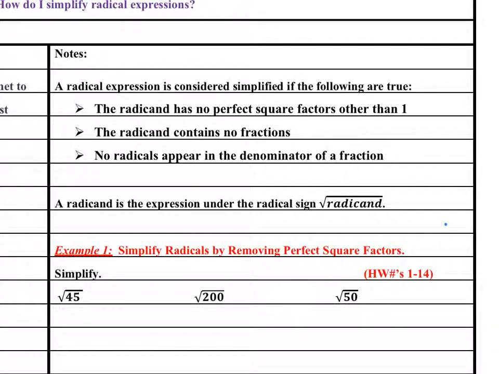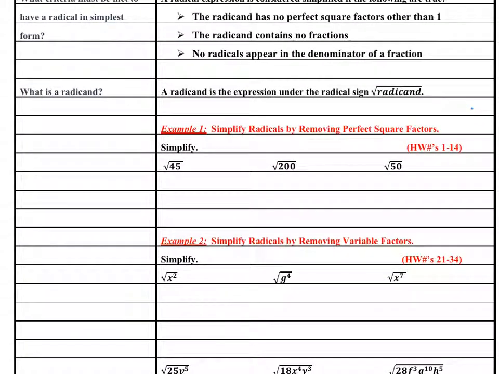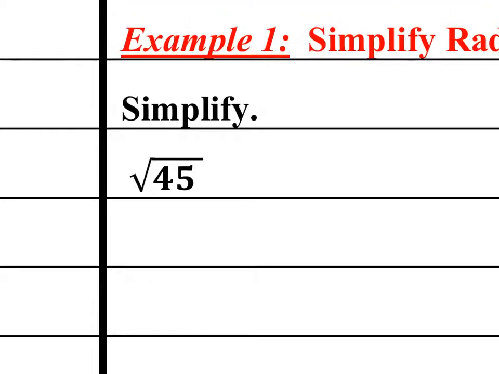It'll be simplified if under the square root there are no other perfect square factors other than 1, if under the square root there is no fraction, and if there are no radicals, no square root signs in the denominator. Okay, here's how we do it.